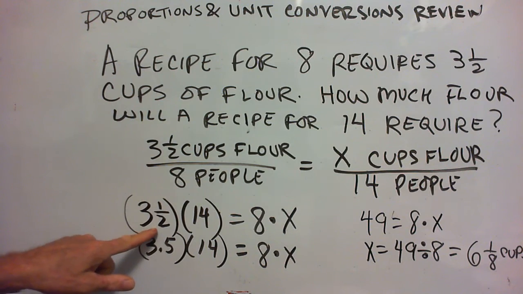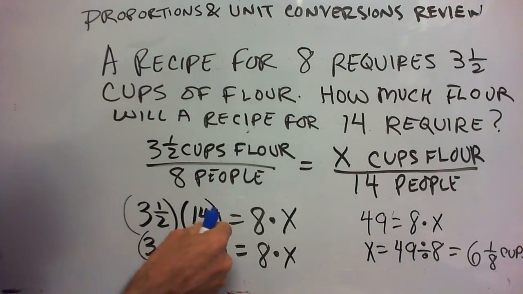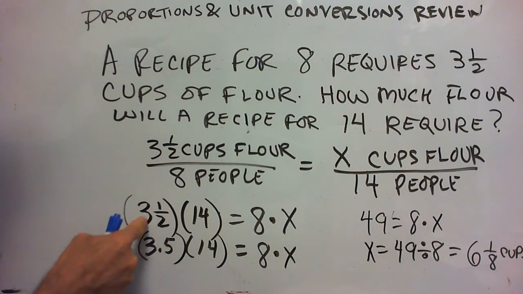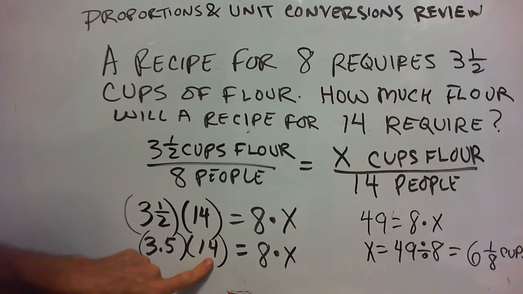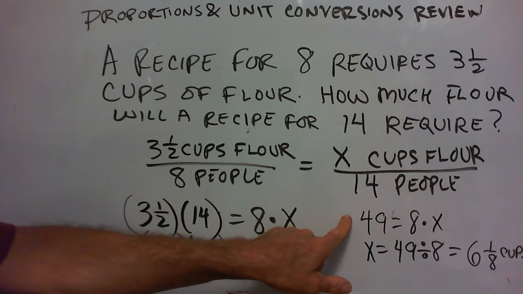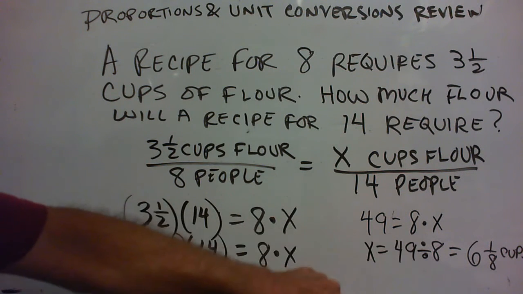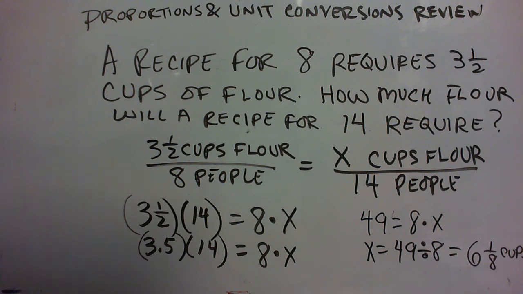So we take 3½ times 14, that cross product, equals 8 times x, the other cross product. Now for 3½ we can use 3.5 as our decimal equivalent, times 14 equals 8 times x. 3.5 times 14 is 49. So 49 equals 8 times x. x is 49 divided by 8, or 6 1/8 cups of flour.